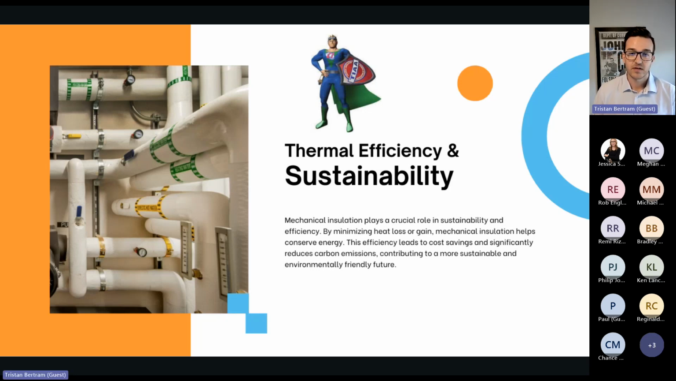So for the next bit, we're going to explore just how important mechanical insulation is in our quest for sustainability. It's not just about keeping systems warm or cool, it's about making a real impact on the environment. We're talking about less waste, lower emissions, lower operating costs, and a brighter, greener future.